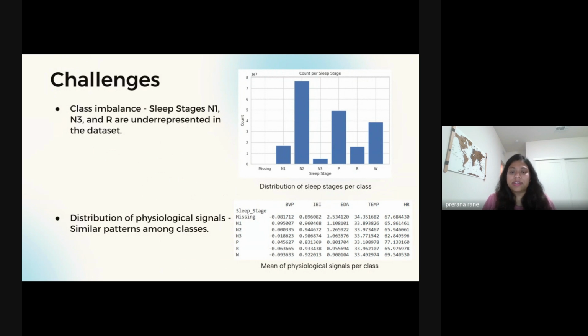Another challenge was the distribution of the physiological data. We noticed similar patterns in the physiological signals across the sleep stages, as we can see from a screenshot of the mean values for the signals. There's a lack of sufficiently discriminative features. We saw that N1, N2, and W have a higher rate of misclassification, and this could be a contributing factor. Advanced feature engineering and spectral analysis can be used to extract the subtle differences between the signals.